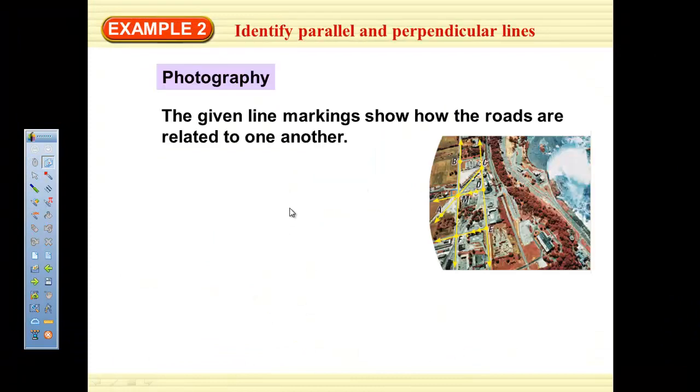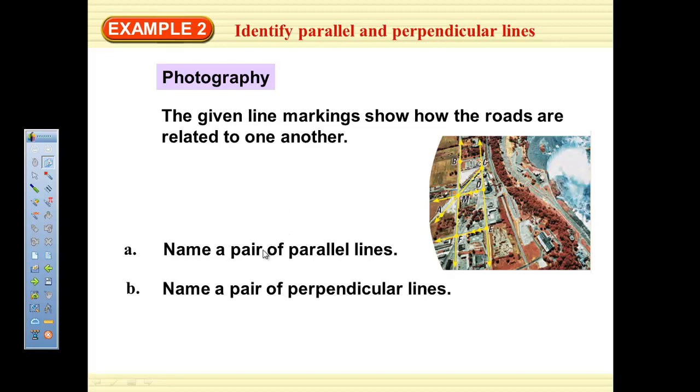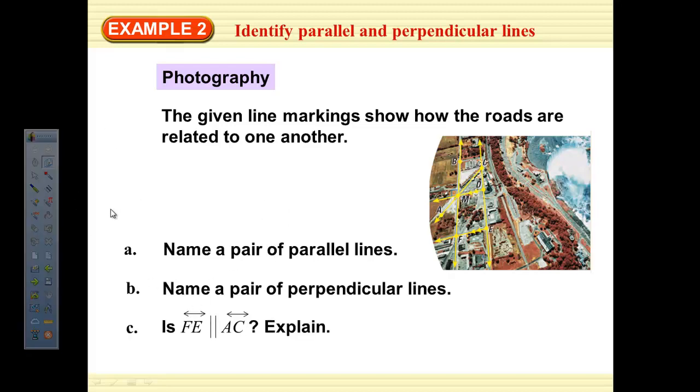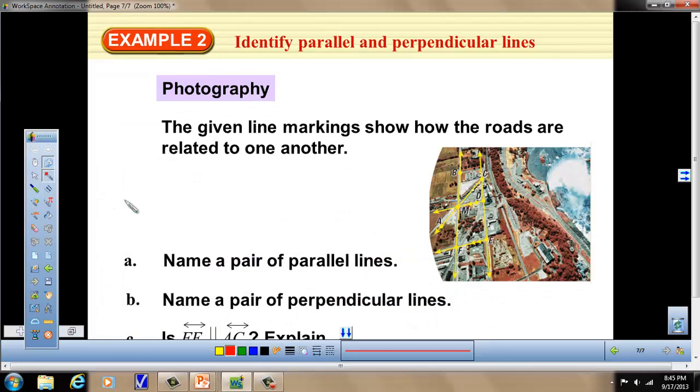Okay, and now we're going to look at another picture, and we're going to name parallel lines, perpendicular lines, and then look to see if FE is parallel to AC. So it's kind of hard to see here, but there is two little triangles or arrowheads here. There's also two arrowheads here for this line. And remember, the arrowheads tell us which lines are parallel. Finally, there's also a box here, and that box helps to tell us which lines are perpendicular.